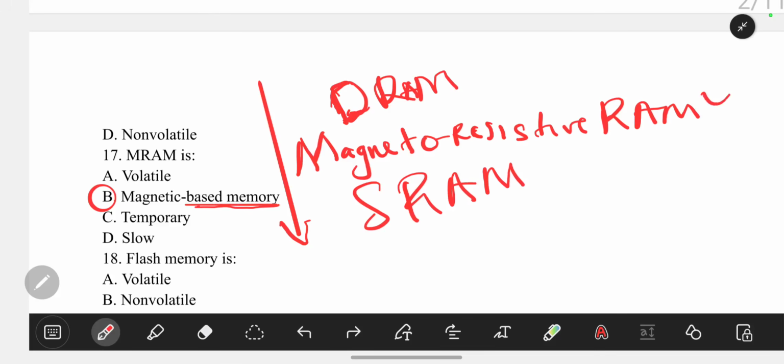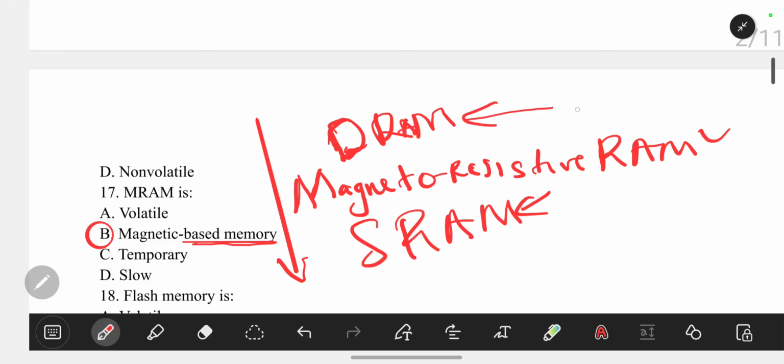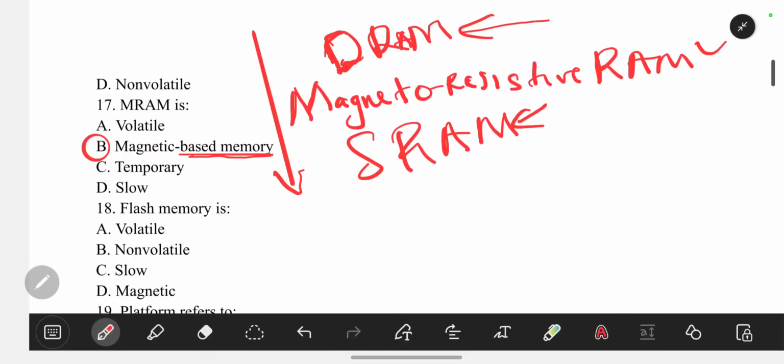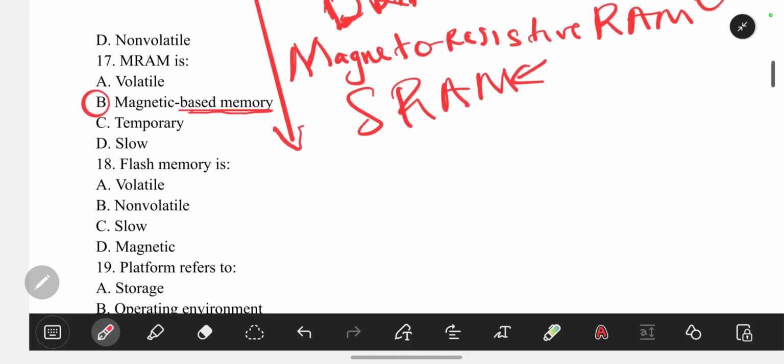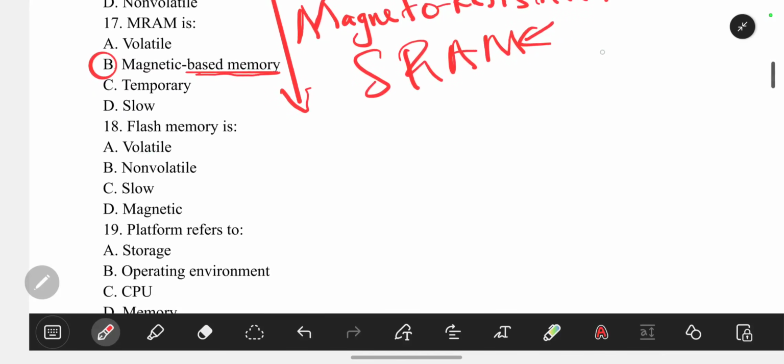So this one has performance similar to SRAM and similar to DRAM, so it's in between. It is a magnetic based type of memory, which is also RAM in that regard. Then when we look at our 18, it says flash memory is non-volatile, meaning it does not lose its contents whenever power is lost.